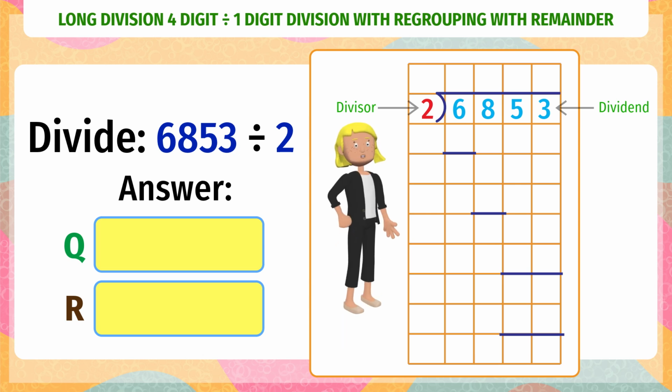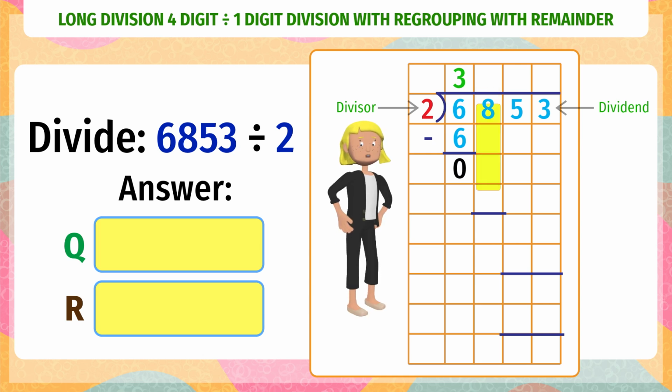First digit of dividend, 6. We will divide by divisor 2. 6 divided by 2 is 3. Write 3 in quotient space. Write 3 into 2, 6 below 6 of dividend. Subtract 6 minus 6 to get 0.